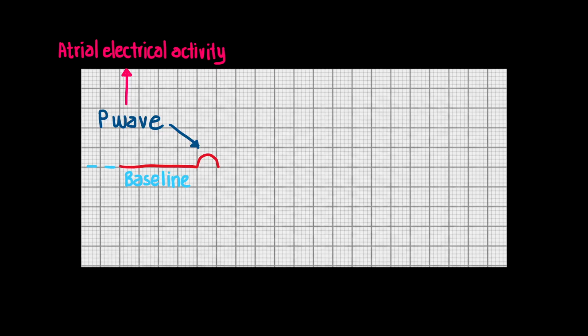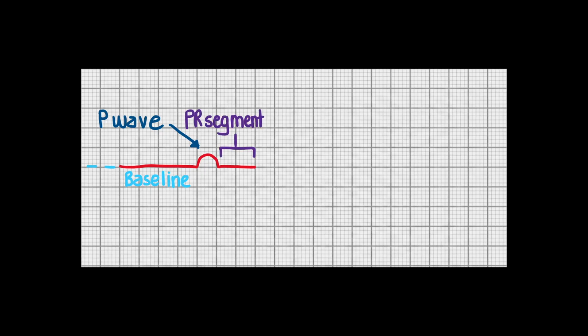Now let's walk through one complete heartbeat from start to finish using the vocab we just built. The line starts at baseline. Then the first deflection, a small upward wave, the P wave. And this corresponds to atrial electrical activity. Then the line returns to baseline, a brief flat stretch, the PR segment.